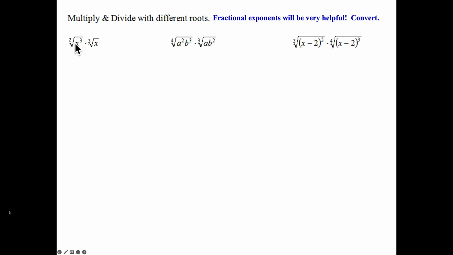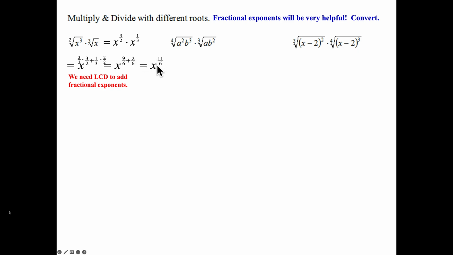So my first problem, there's a 2 on that square root, so that fraction would be x to the 3/2 power. This x has a 1 as its power, so that's x to the 1/3 power. If you multiply like bases, you add your exponents, 3/2 plus 1/3. So we need a common denominator. Multiply the 2 times the 3, that will be my LCD, a 6. This fraction needs to be multiplied by 3 over 3, and this fraction by 2 over 2. So that will be 9/6 plus 2/6. 9 plus 2 is 11, so 11/6.